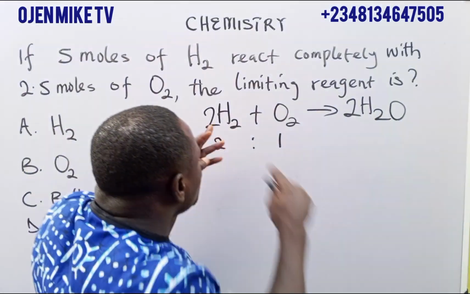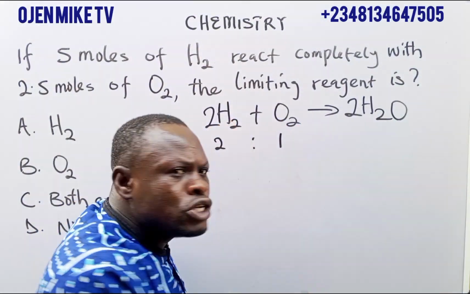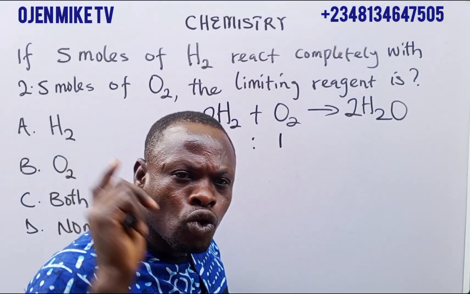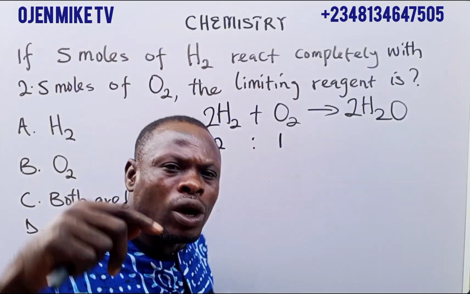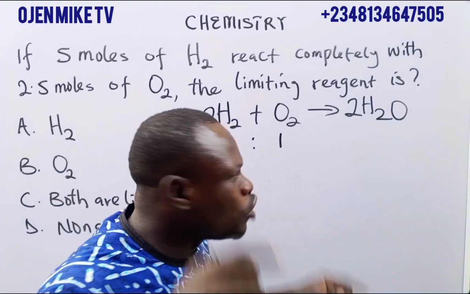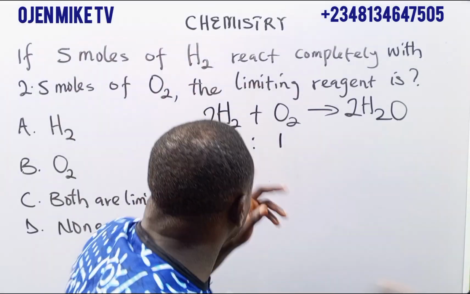Now, for you to get your limiting reagent, remember, hydrogen and oxygen react to give you water. Which one is completely used first? As soon as that one is used up, no further product will be formed. Do you get that? So that one is what we call the limiting reagent. The one that is completely used up first is the limiting reagent. How do we determine that?